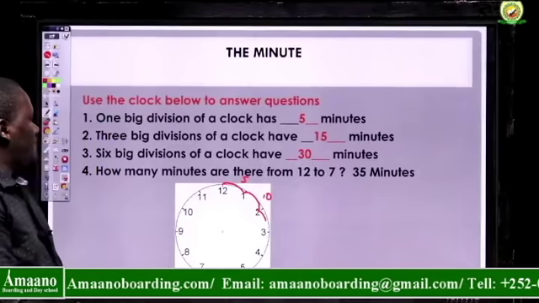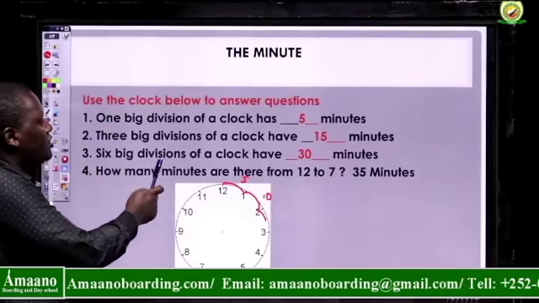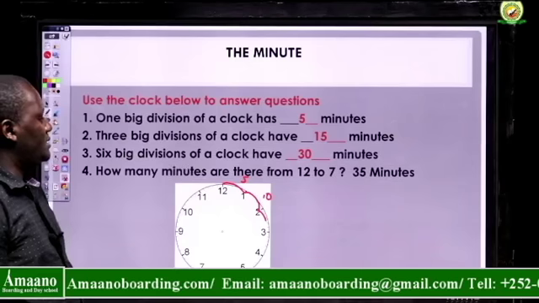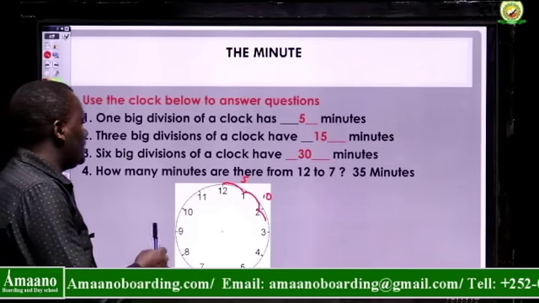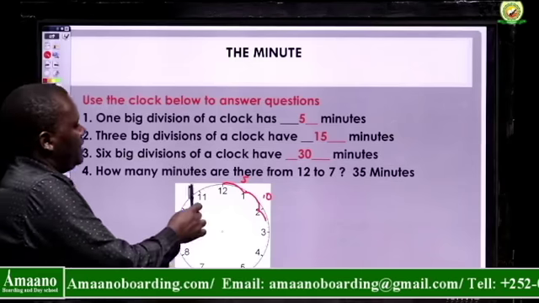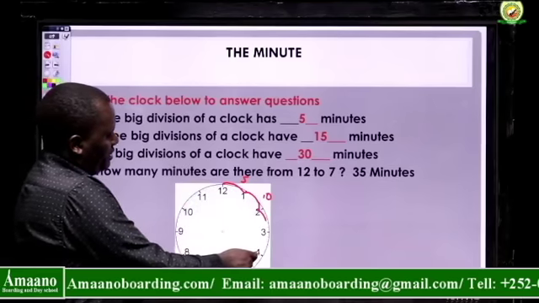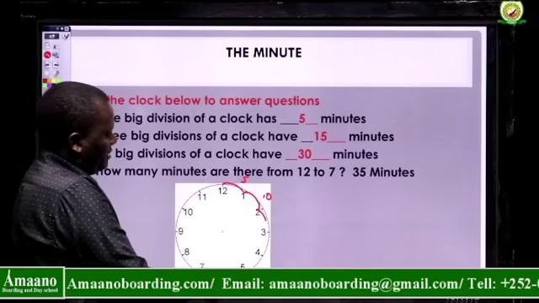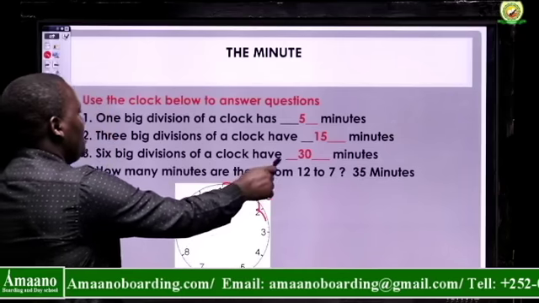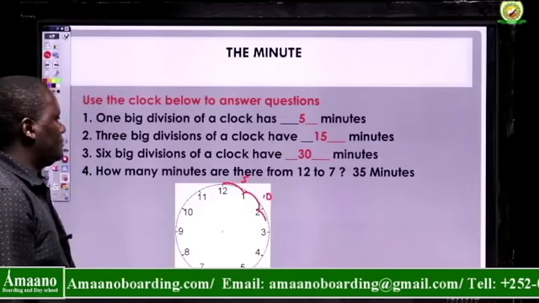Question number 3. 6 big divisions of a clock have dash minutes. How do we count those 6 big divisions? From here, that is 5, 10, 15, 20, 25, 30. 6 big divisions have 30 minutes.